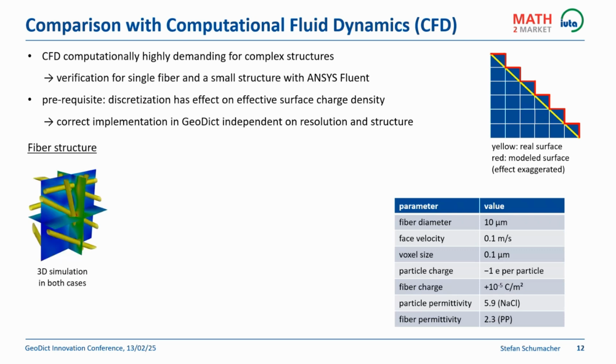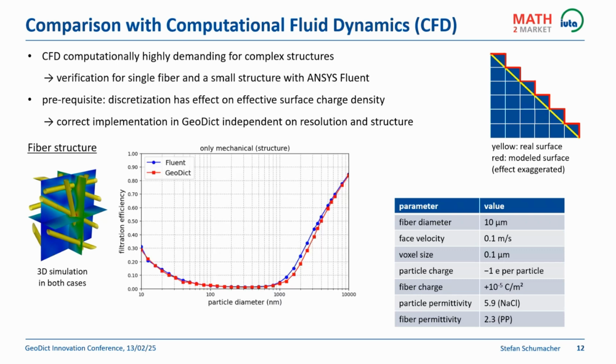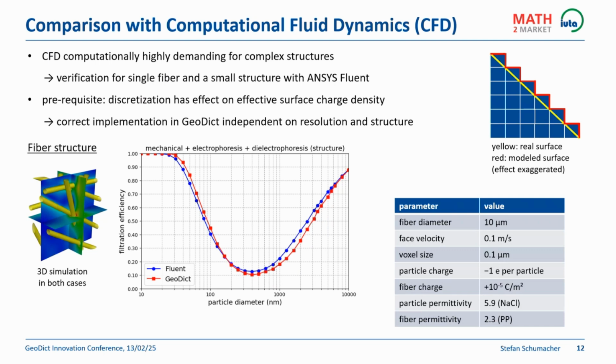We also did this for a slightly larger structure here with about 10 fibers. And again, you have this U-shaped curve for just mechanical effects. Strong increase by electrophoresis for the small particles, and also for the large particles. You see there are still some slight discrepancies, but in principle they match very well. So the physical effects seem to be all implemented correctly.